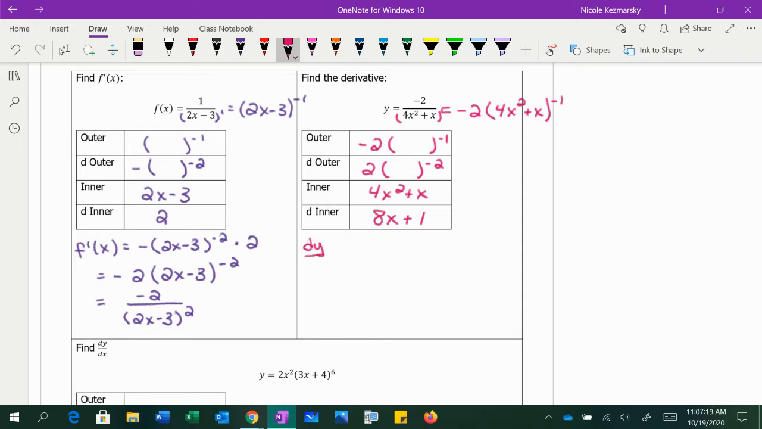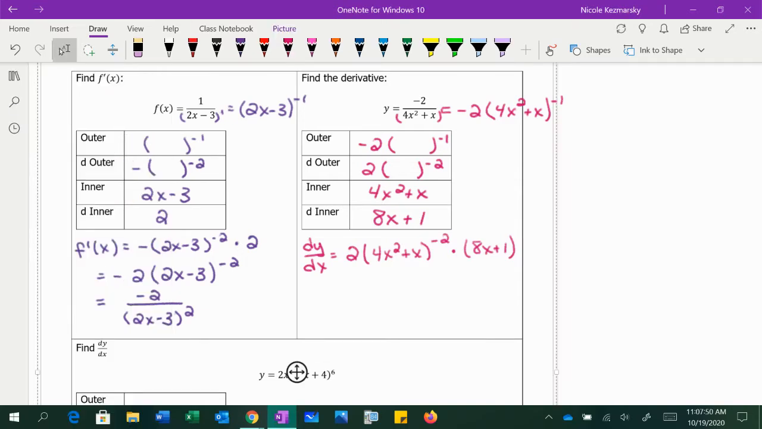So I'm going to say dy dx. I could say y prime, but we'll get used to using dy dx a little bit here. And I'm going to do derivative of the outer. So 2 parentheses, negative 2 is the power. The inner is 4x squared plus x, and that gets multiplied by the derivative of the inner, which is 8x plus 1, and because that has two terms, I have to put it in parentheses.